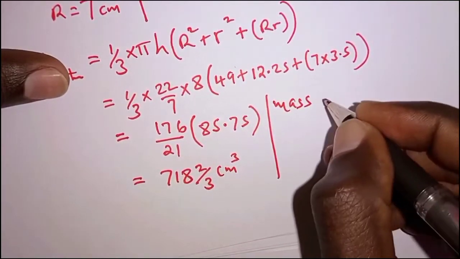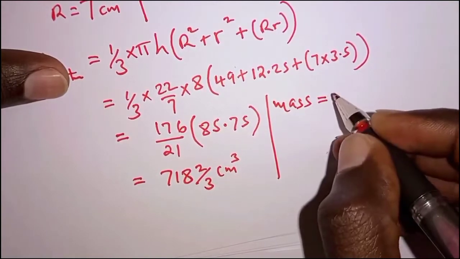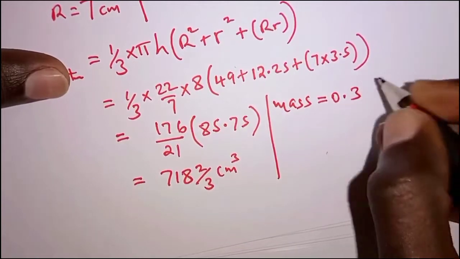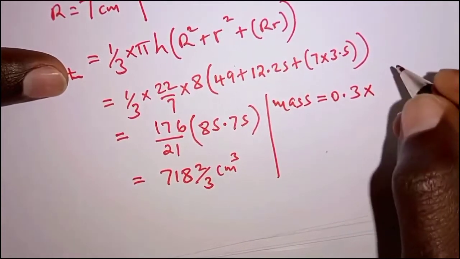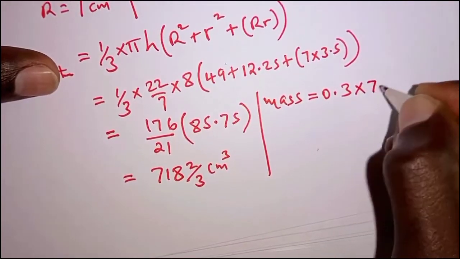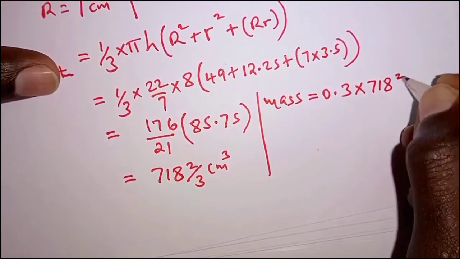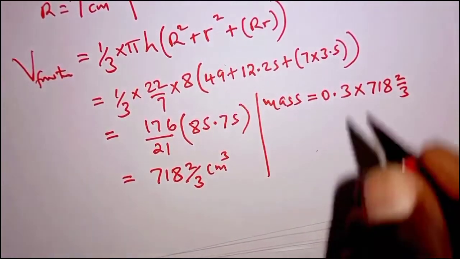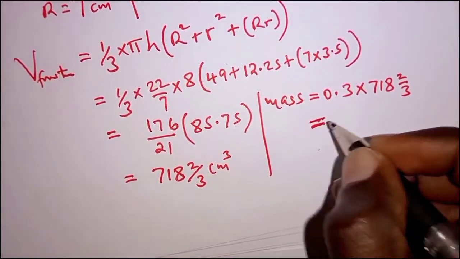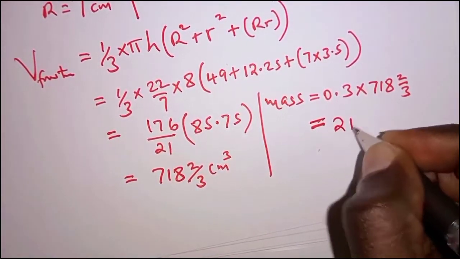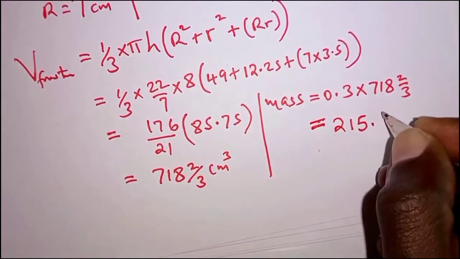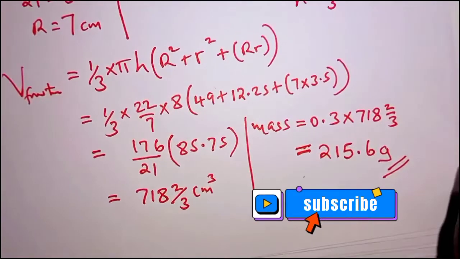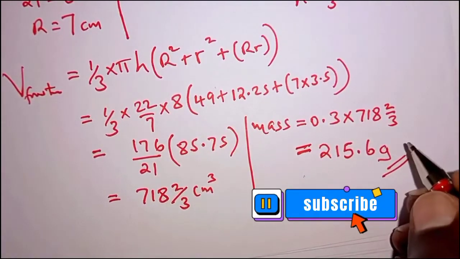Now mass becomes density times volume, and the density is 0.3. Then this is multiplied by the volume, which is 718 2/3. Now this is 215.6 grams. And with this, we mark the end of the solution to this problem.